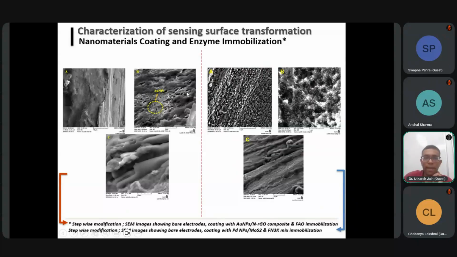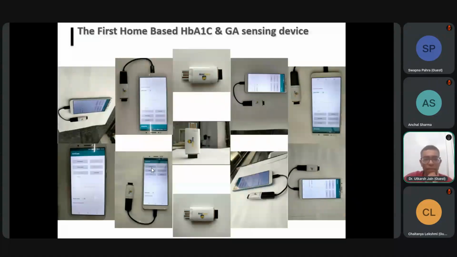So you can see the SEM images where this is the bare nanomaterial, and this is the layer of an enzyme which is coated on the electrode surface. So this gives preliminary information that the layer of enzyme is coated on the electrode surface to develop an enzyme-based biosensor. This was the device which we developed, and now we are trying to make it commercial, and certain validations are left.